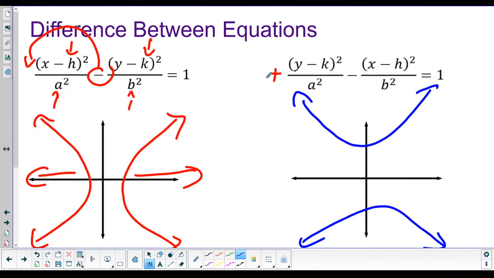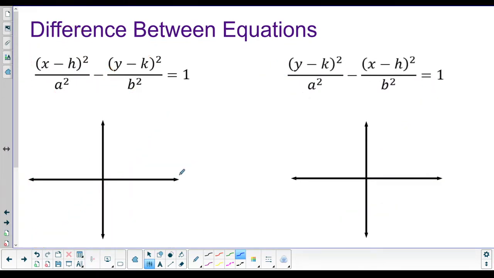So whichever term is positive, that's the axis that the hyperbola goes along. If y is positive, it goes along the y-axis. If x is positive, it goes along the x-axis. Now you're going to ask me, what do all the other numbers do? So h and k do the same thing they have done since you were in your kindergarten algebra 1 class. They shift your graph left and right.